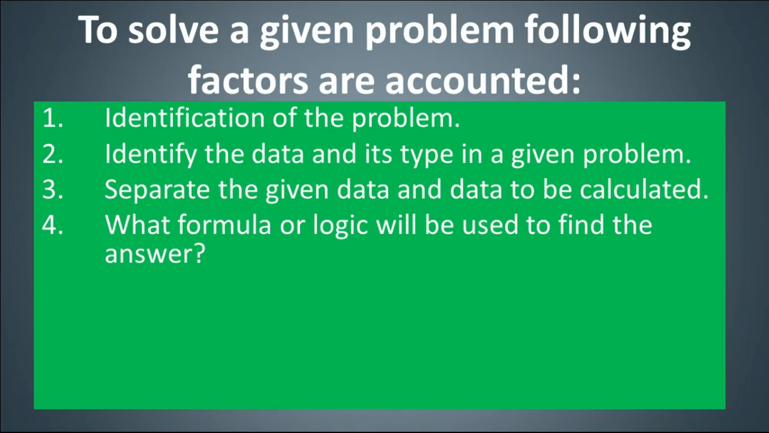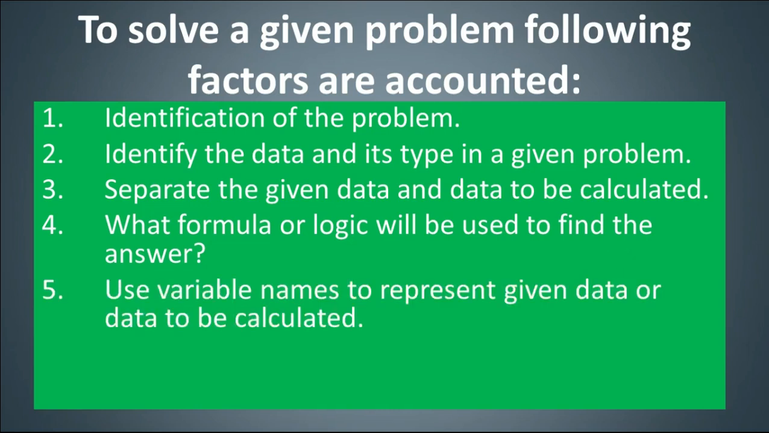Now what will be the logic, what formula you will be using, the set of statements that you will be using for finding the solution. That is an important task. Clear? So if you have gone through all four steps, that means you are able to identify the various inputs and what method you will be using for finding the solution. After that, to represent the data in your problem, you will be using some kind of names. These names are called variable names or identifiers. Clear?